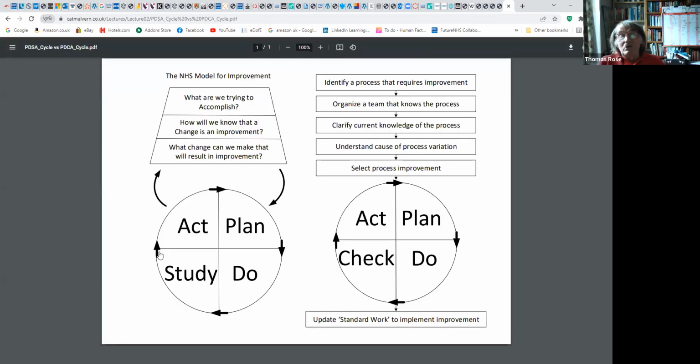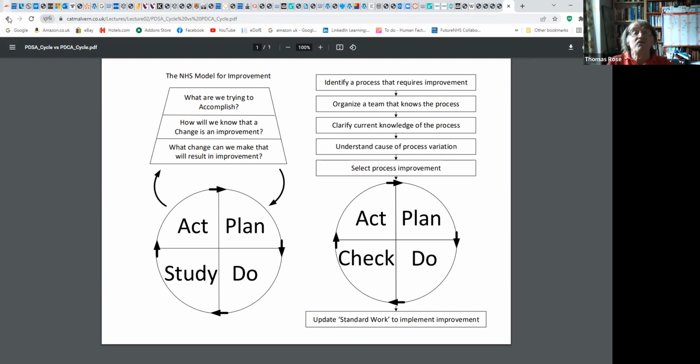There's a difference between how the NHS see the model for improvement and how the rest of the quality practitioners see quality improvement. There's nothing wrong with this, but it's a little bit bland. You start off by saying, what are we trying to accomplish? And it could be anything. Whereas in this application, you identify a process that requires improvement.